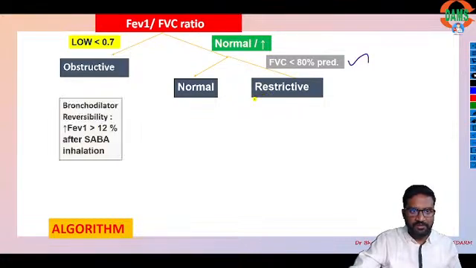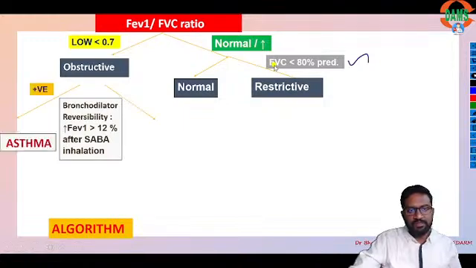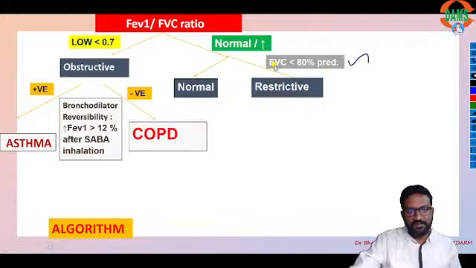Now if it is obstructive, you do a test called bronchodilator reversibility, and if it is reversible, what should be your answer? Your answer should be asthma. If it is persistent airflow limitation, it is COPD. And if it is restrictive, small lung, is it directly due to the parenchymal shrinking, especially in those with fibrosis?